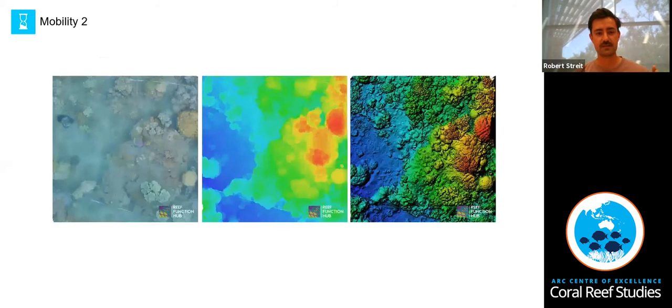So on the left here, we see a so-called auto mosaic, which is a geo-referenced rectangular map, basically like a satellite image of a reef area, whatever size you want. And you also get the 3D data behind it. So for each pixel of your map, you get an elevation data set, so you can calculate slopes and structural complexity and so on from that. For example, to measure how much coral cover there is.